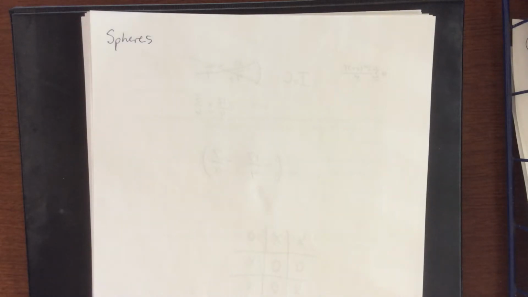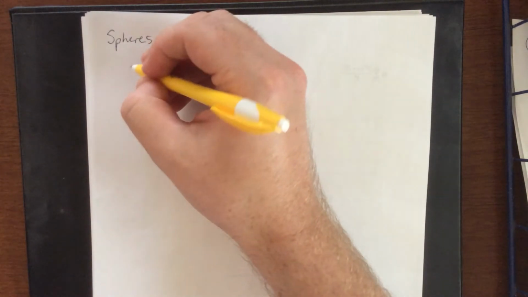So the next concept that we are going to extend into 3 dimensions is the idea of a circle. In 2 dimensions, a circle is the set of all points that are the same distance away from a given point. Now, a sphere is going to be the same thing, just in 3 dimensions.